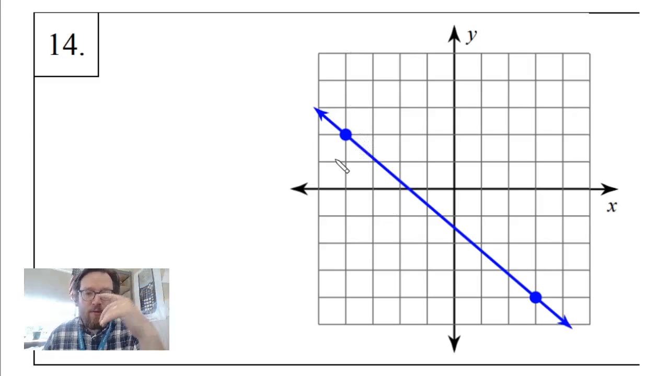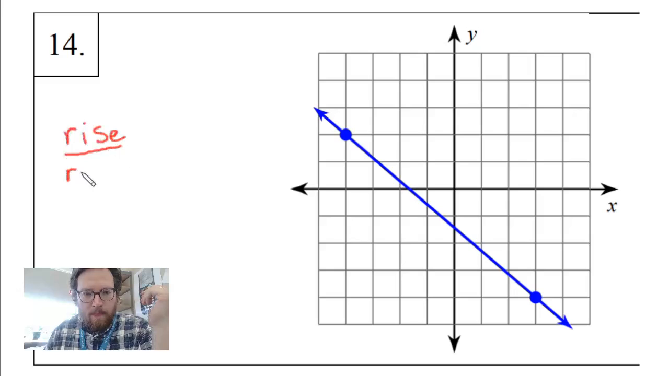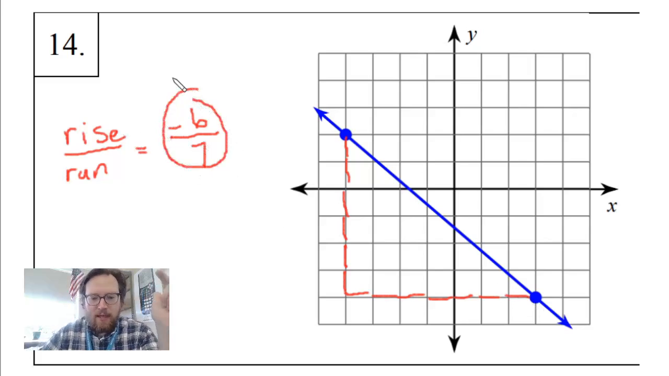Now, because we're going down, the rise, okay, let me write out here, rise over run, because we're going down, the rise is going to be negative. So 1, 2, 3, 4, 5, 6. And because we're going down, the rise is going to be -6. And then the run is 1, 2, 3, 4, 5, 6, 7. So -6/7. The slope of this line is -6/7.